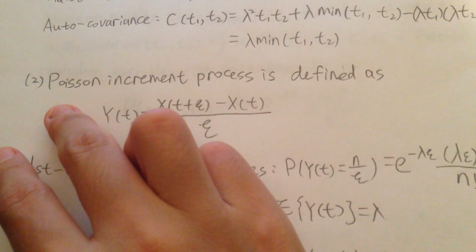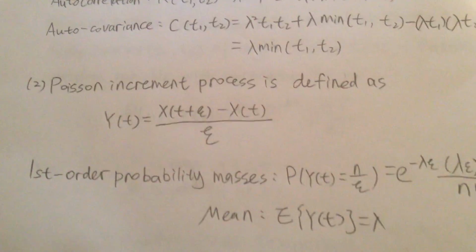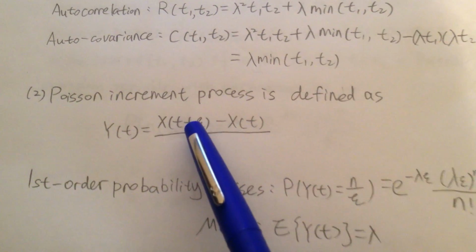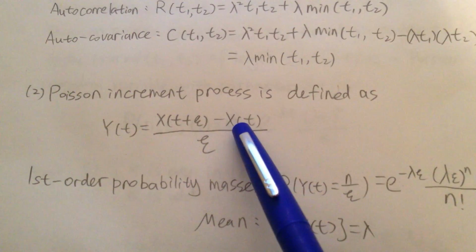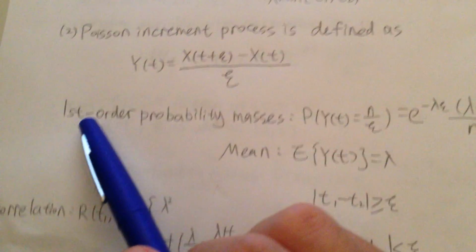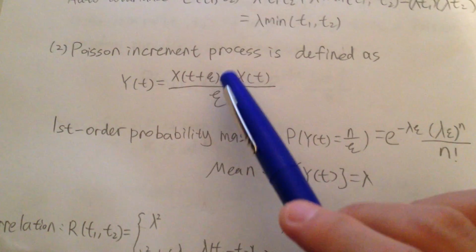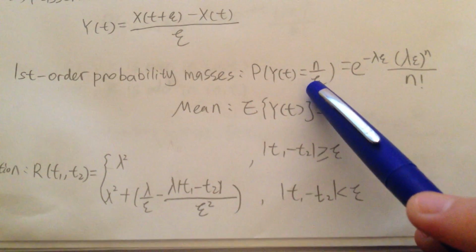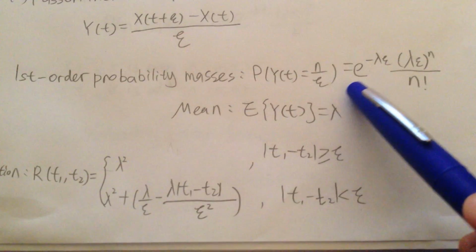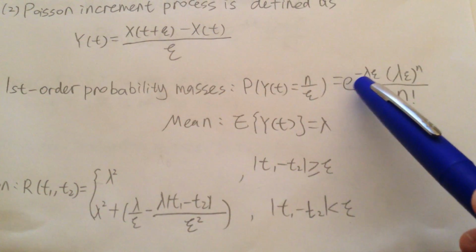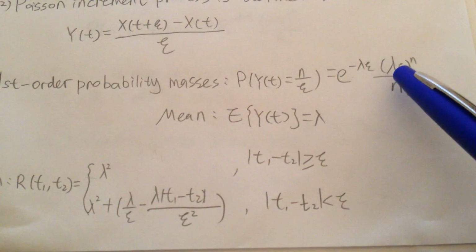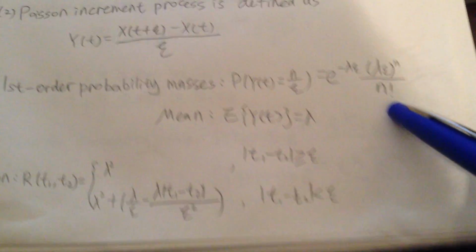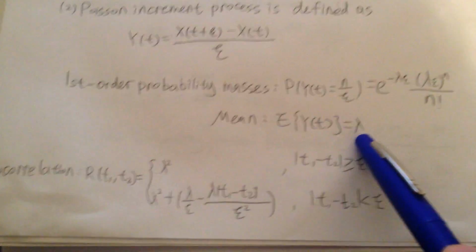The second process we need to look at is the Poisson increment process. It's defined like this: y(t) equals x(t plus epsilon) minus x(t), divided by epsilon. The first order probability of the Poisson increment process is the probability of y(t) equals n over epsilon, which equals e to the power of minus lambda times epsilon, times lambda times epsilon to the power of n, divided by n factorial. The mean of this process equals lambda.